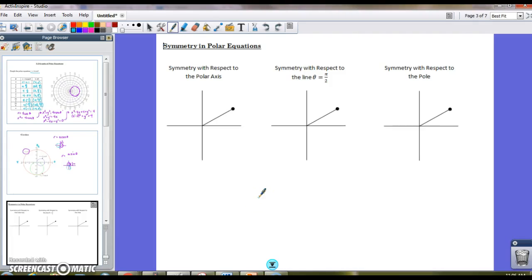Hi everyone, we're going to continue on with talking about some polar graphs. We're going to talk about limacons, probably a word you've never heard before. It's a French word for snail, and I think maybe you'll see why as we go through these.